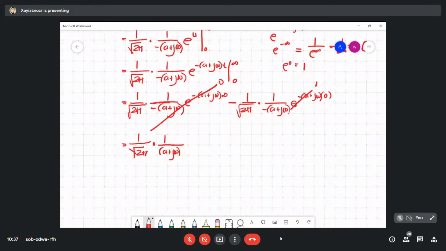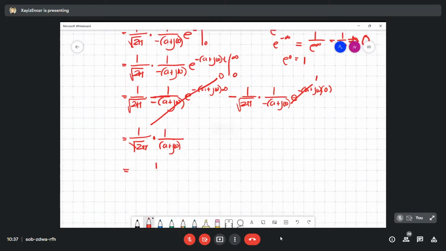Or you can just combine them, so 1 over square root of 2 pi times (a plus j omega). So that will be the Fourier transform of our given function.